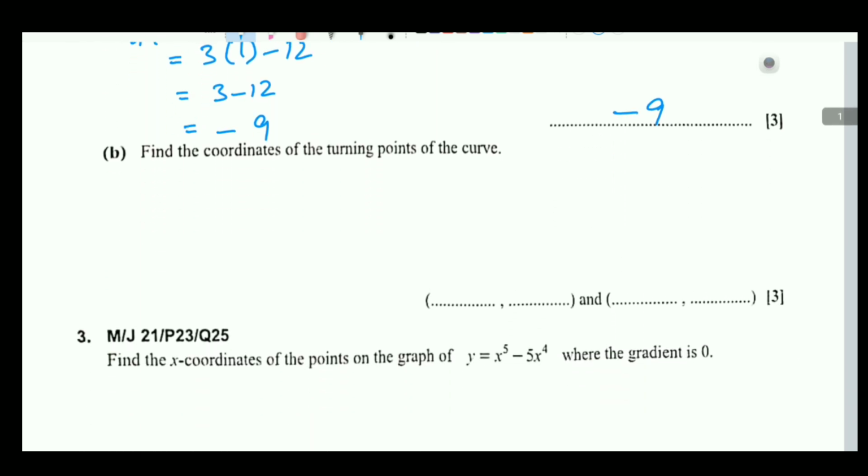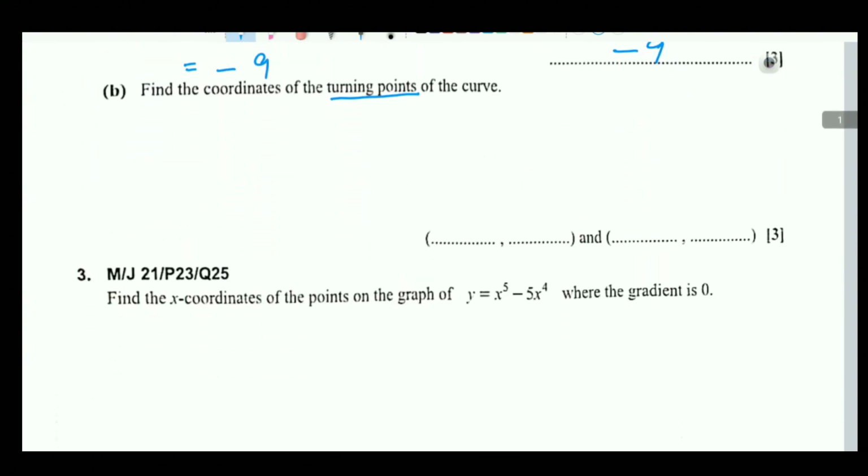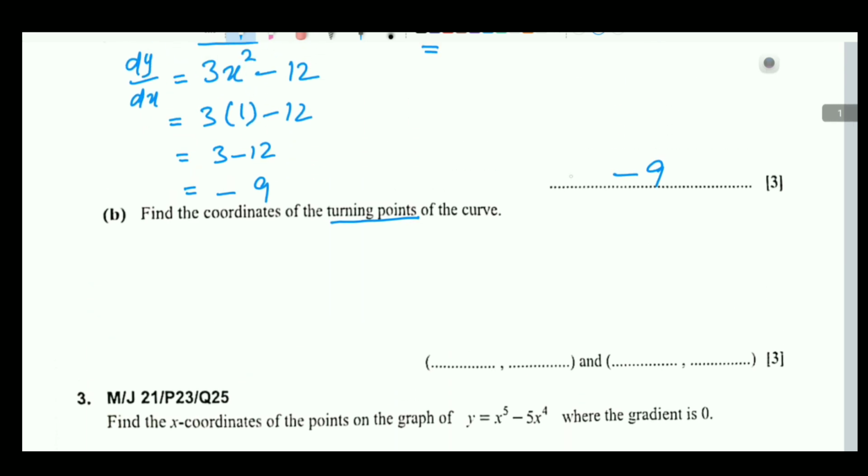Find the coordinates of the turning points of the curve. Coordinates of turning points. So how to find the coordinates of turning points? I told you the formula that dy over dx is equal to 0. The formula for coordinates of turning points is dy over dx is equal to 0. So what was the dy over dx? We can see from part A, dy over dx is equal to 3x square minus 12 is equal to 0.